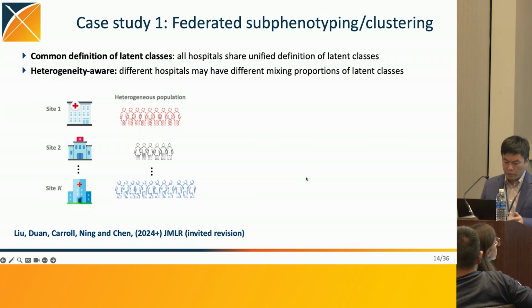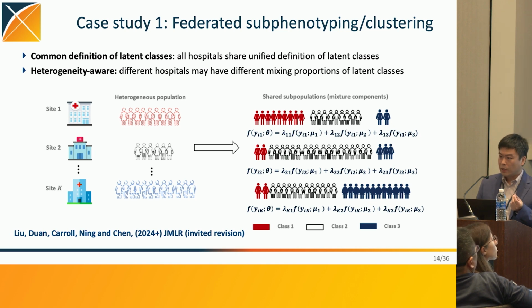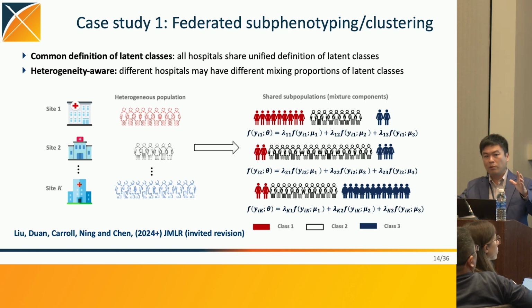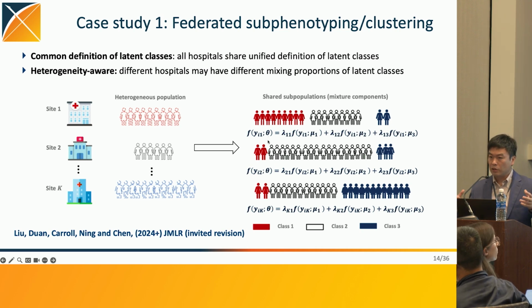The solution we proposed is actually pretty simple. You can first acknowledge the populations are different, but on the other hand, we can postulate that the heterogeneous populations are composed of some common ingredients. For example, each population comes from a mixture of three subpopulations, whereas the proportion of each population can be different. This can help you capture the between-hospital heterogeneity, but you can also allow them to collaboratively learn the common subphenotype.